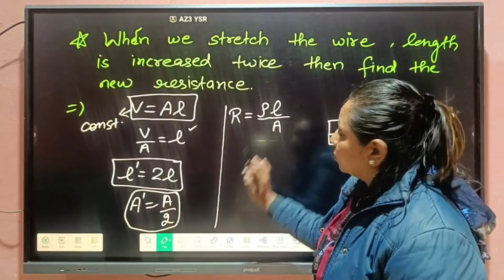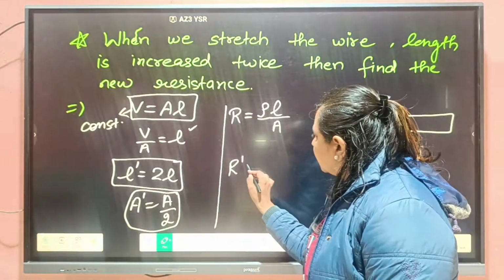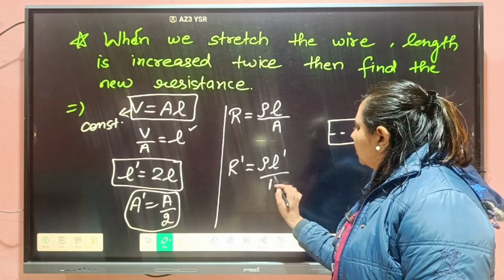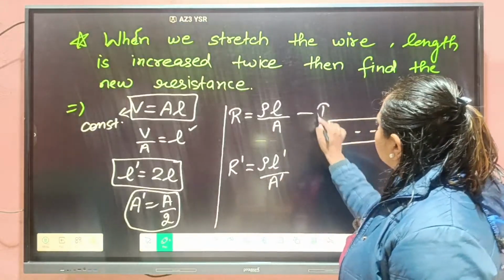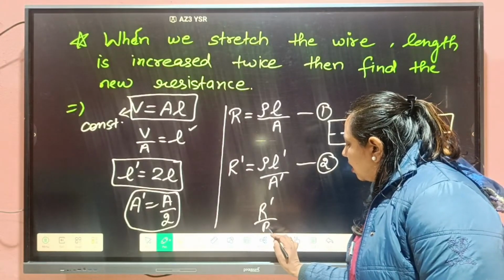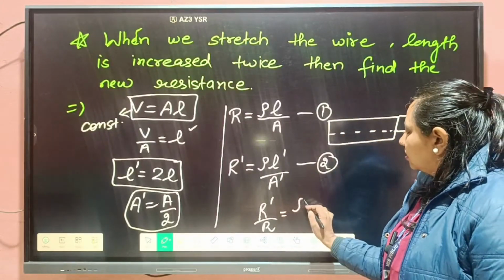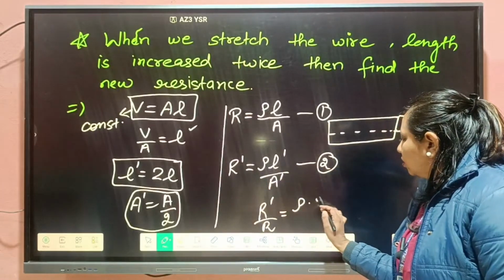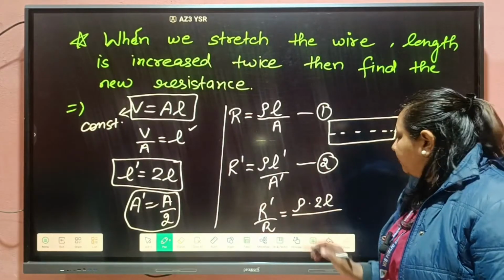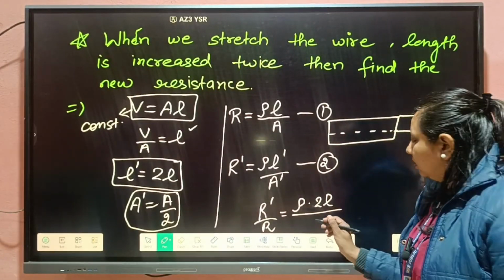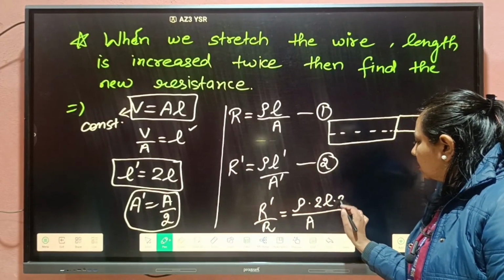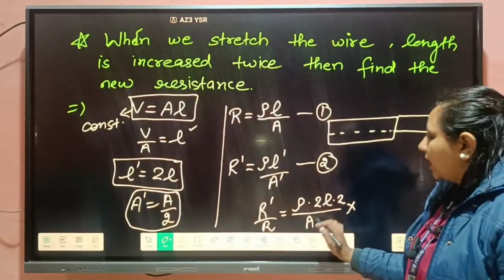ठीक है, this is R जो इनिशियल रेजिस्टेंस था. R डैश यानी कि चेंजेस होने के बाद it's rho L dash over A dash. When we took the ratio of this equation 1 and this equation 2, so R dash upon R is equals to, put the value of R dash, rho L dash we have 2L, यानी कि length is twice, doubled in comparison to the original one. Then area is reduced by half, so A2 goes up. This is rho dash, this is R dash.